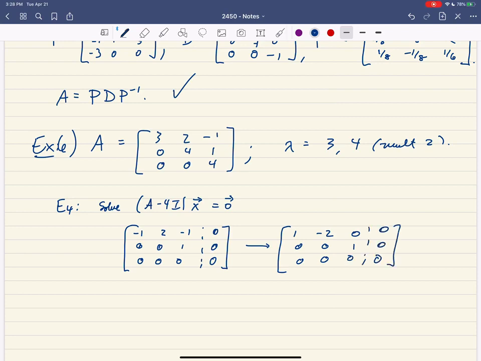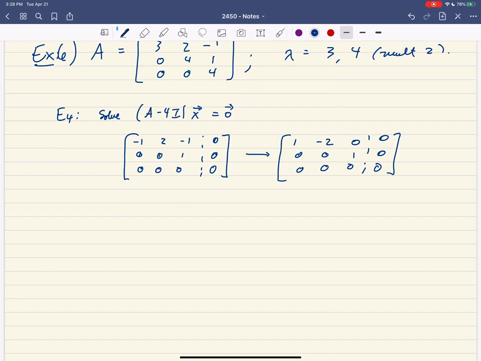And so if you think about what the solution sets are here, you have to have x3 is 0. Let's call x2 t, and x1 is then going to be 2t. But you have one parameter here. That means that your eigenspace is going to be one-dimensional. So E4 is going to be the span of the vector 2, 1, 0, which is one-dimensional.